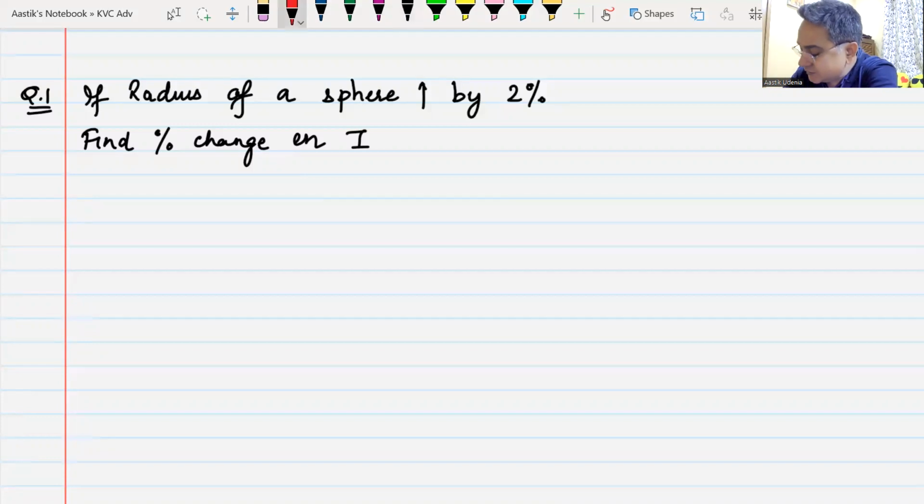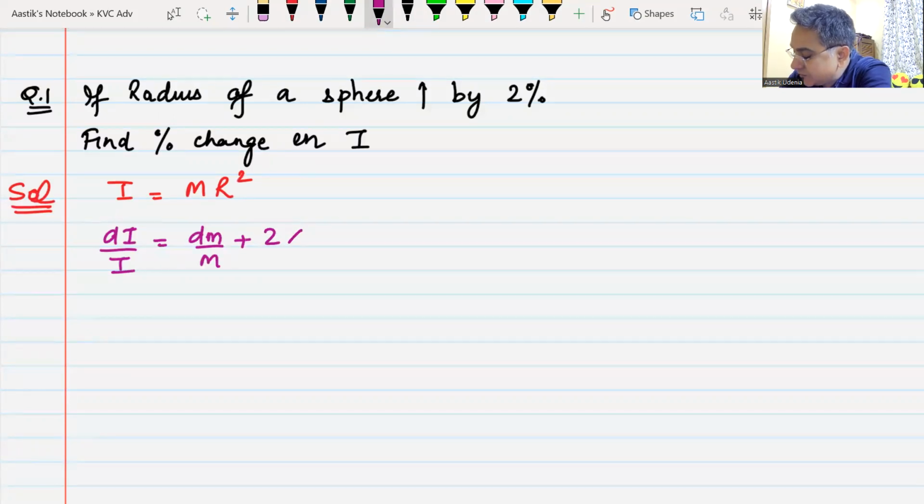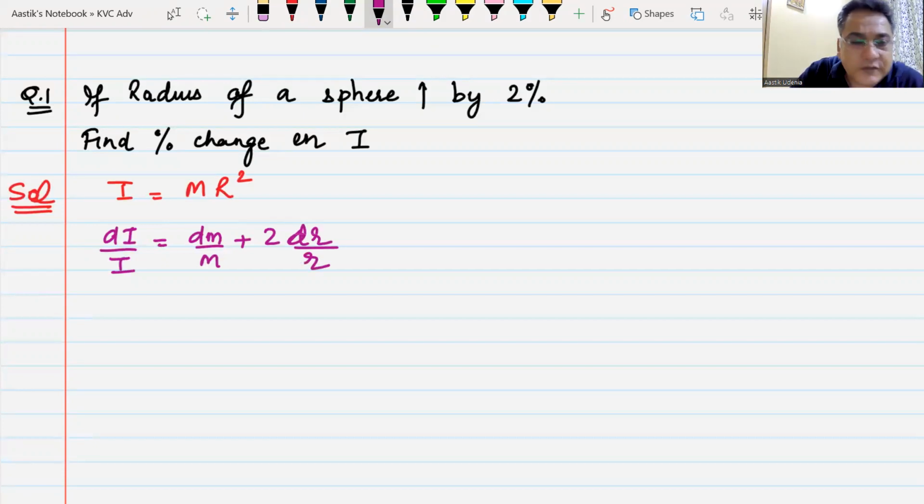How did you get 4%? Sir, that's error and measurement, that is delta I by I into 100 equals 2 into delta R by R. So basically what you've got to remember is, delta I by I, the percentage change, will be delta m by m plus 2 times delta r by r. We remember this? Yes sir. Okay, so you can use this and get your answers quickly.